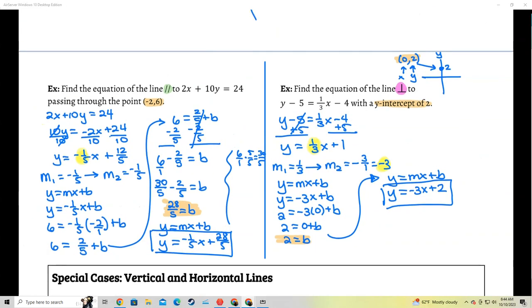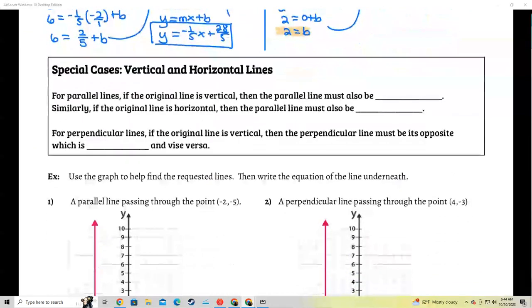All right, guys, we have one more thing. I know that this has been a long set of notes, but we're almost done. It says special cases, vertical and horizontal lines. For parallel lines, if the original line is vertical, then the parallel line must also be vertical. Just because vertical lines don't have slopes, so it's kind of hard to talk about slopes when the slope is undefined, okay? Similarly, if the original line is horizontal, then the parallel line must also be horizontal.